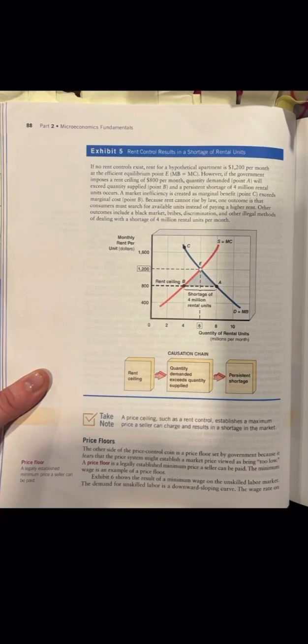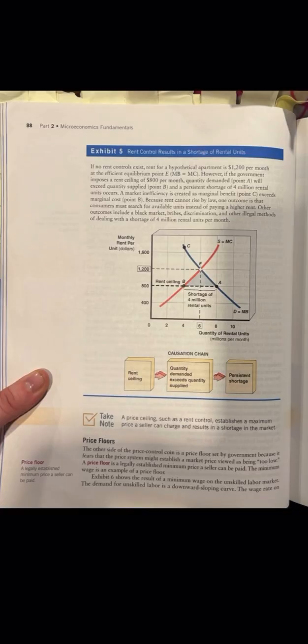The other side of the price control coin is the price floor set by government because of fears that the price ceiling might establish a market price viewed as being too low. A price floor is a legally established minimum price a seller can be paid. The minimum wage is an example of a price floor. Exhibit 6 shows the result of a minimum wage on the unskilled labor market.